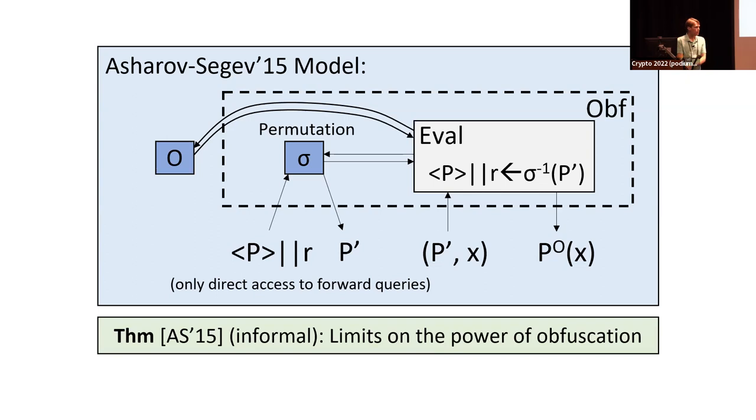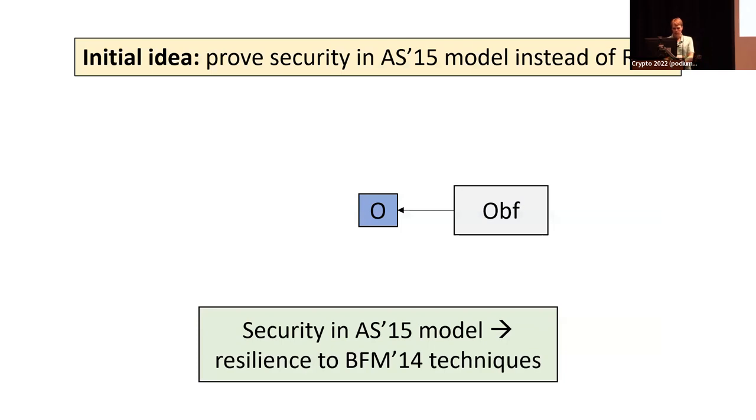All right. Now, the reason that Ashrov and Segev introduced this model was they were trying to study the limits of obfuscation and prove that obfuscation can't be used for certain applications. But nevertheless, as I said, we're going to use this model as our starting point. So our initial idea is to prove security in this AS model instead of the ROM.